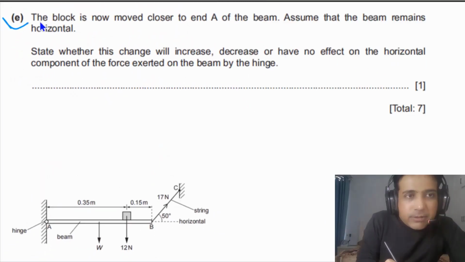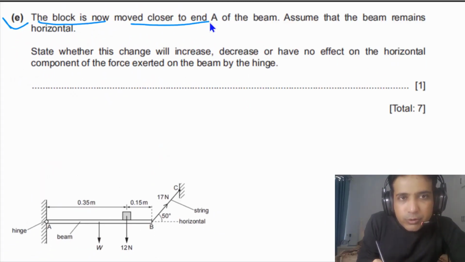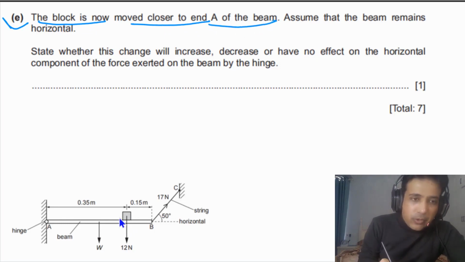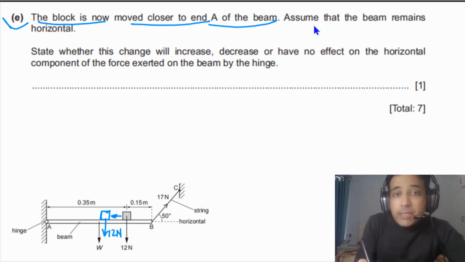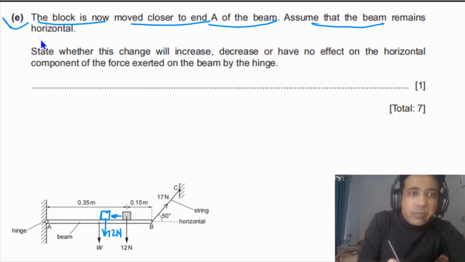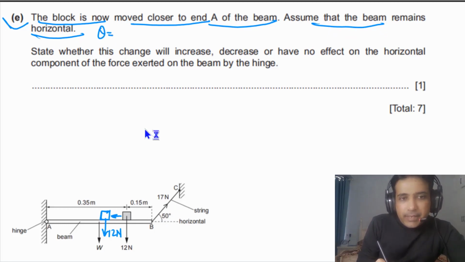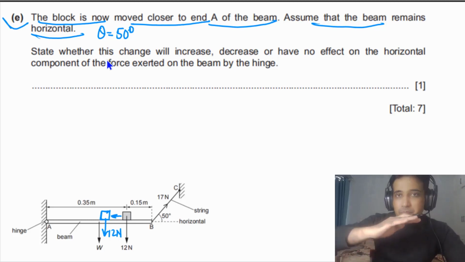For our part B, it is given to us that the block is now moved closer to end A of the beam. This means the block is moved to the left. So we can simply imagine the block is somewhere here. So the 12 newton force is acting at this point, and we can draw this 12 newton force. It is also given to us that we assume the beam remains horizontal. If the beam remains horizontal, it means that this angle also remains the same. So the angle is still 50 degrees.